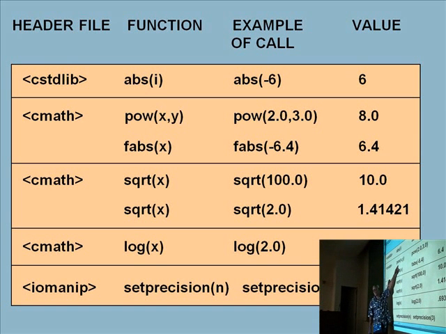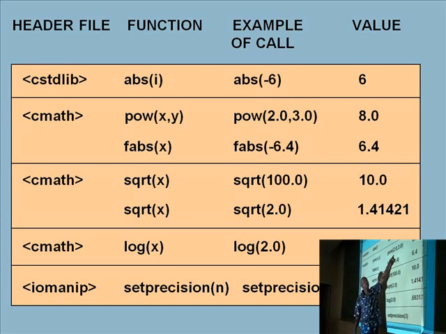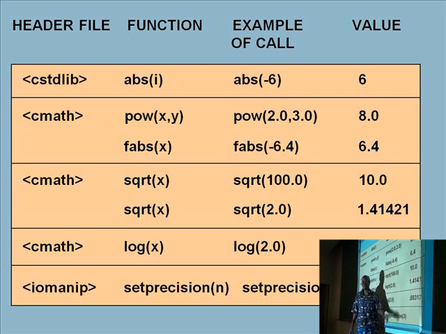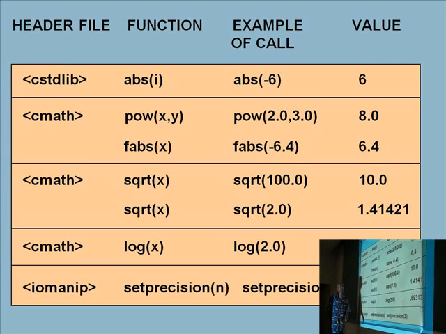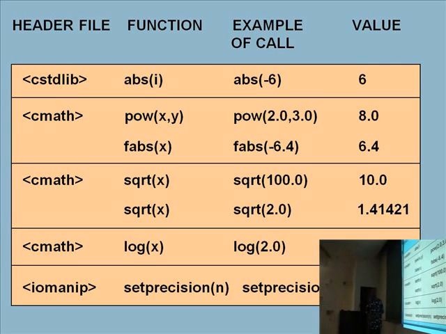This is a function that raises a value to a power. This parameter is a floating point, and this parameter is a floating point. Here's an example of that call, and here we have 2 floating point values, 2 and 3, and of course the output is 8, which is 2 to the 3rd power.